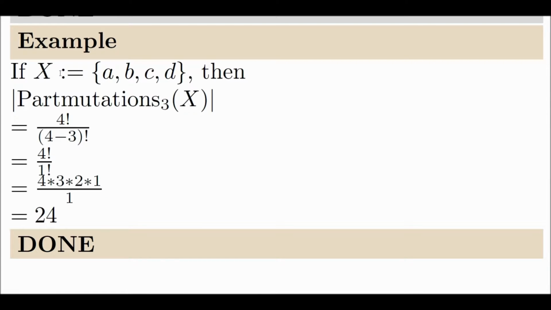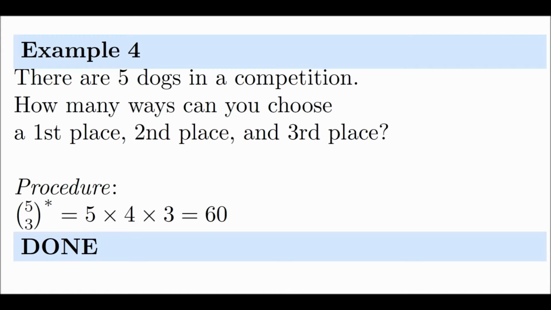Here's an example. Let's say X is these letters. So X would be the set of these letters A, B, C, and D. Then if I want the number of partmutations of length 3, I'll just plug everything into that formula. So there's 4 objects in X, so we'll do 4 factorial over 4 minus 3 factorial. That'll be 4 factorial over 1 factorial. That'll end up being 24. So there's 24 partmutations of length 3 from X. And if you go back and look at this set here that I wrote out earlier, there's 24 sequences like that. Let's look at some examples where you use partmutations to count how many ways you can do something.